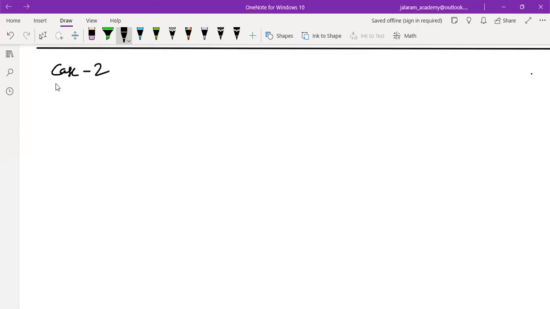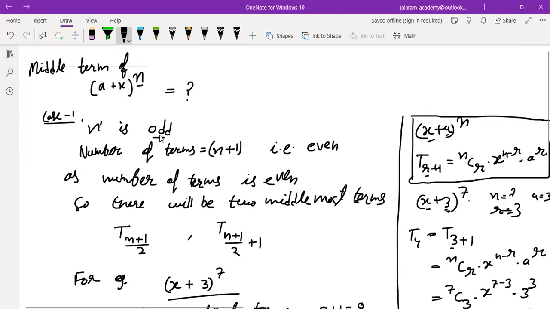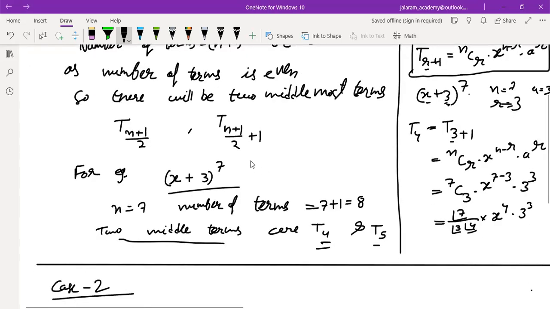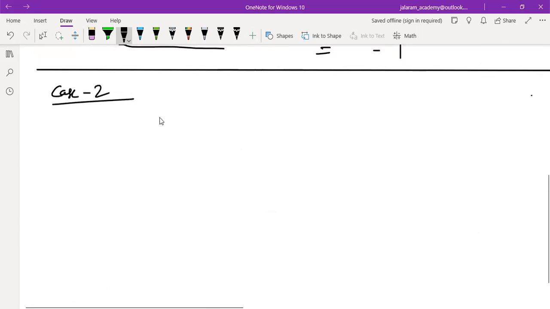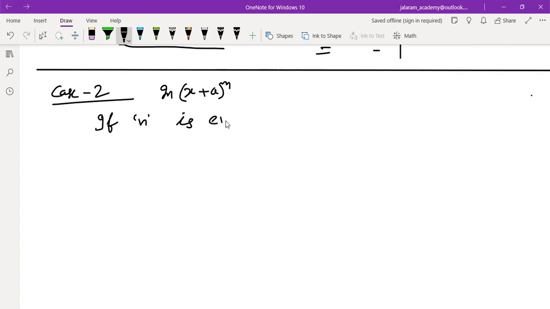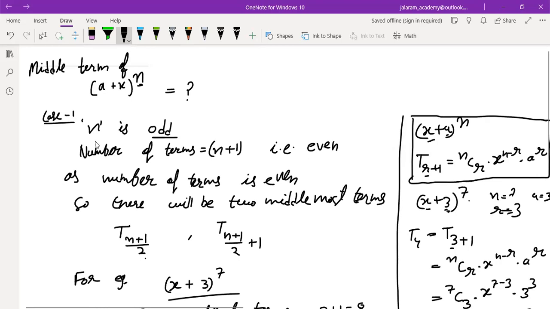So case 2. In the first case we have discussed when the power n is odd, that is, the power of the binomial is odd. So the number of terms will be n plus 1, that is even. So there will be two middlemost terms, which we can obtain by first dividing the number of terms by 2 and then adding 1 to that result. That is what we discussed in case 1, when n is odd.